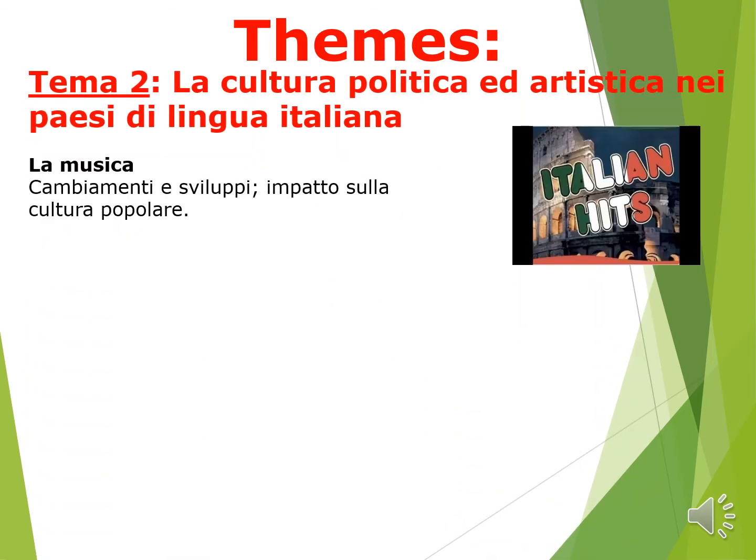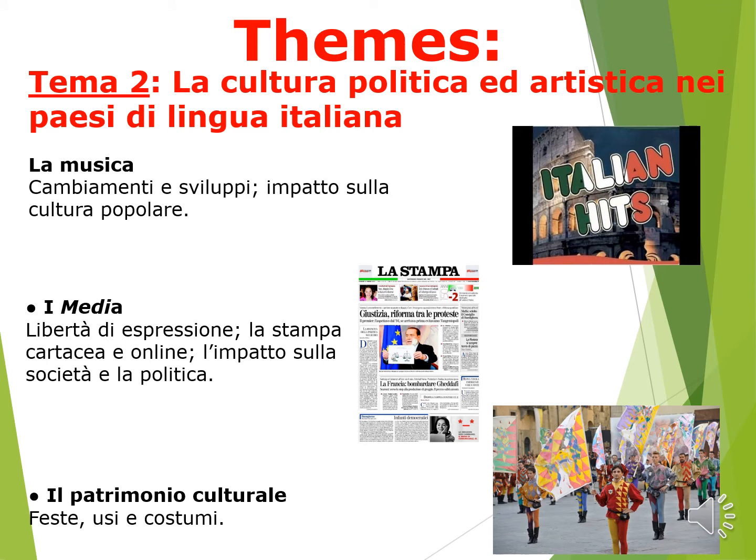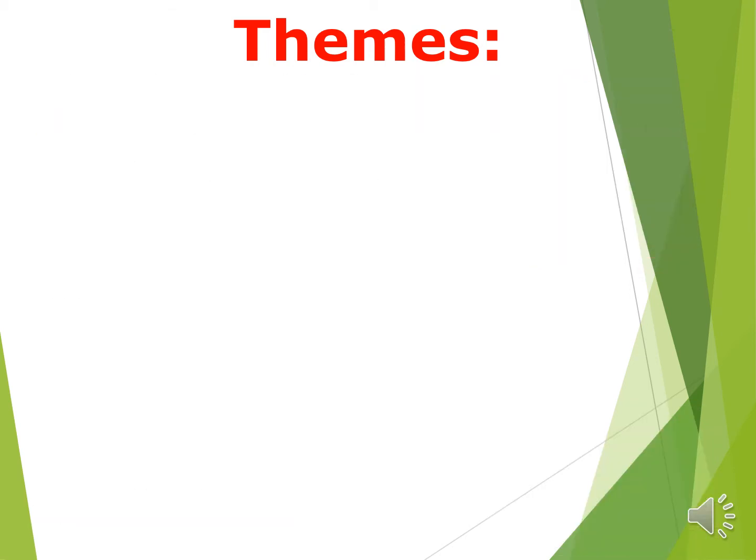Theme 2 is all about political and artistic culture in Italy: music, and I know that you've been studying music in Italy with Ms. Tapinassi, changes and developments, the impact on popular culture, media, freedom of expression, the online and printed press, the impact on society and politics. And then Il Patrimonio Culturale, all about the cultural heritage, festivals, customs, traditions, ways of doing things.